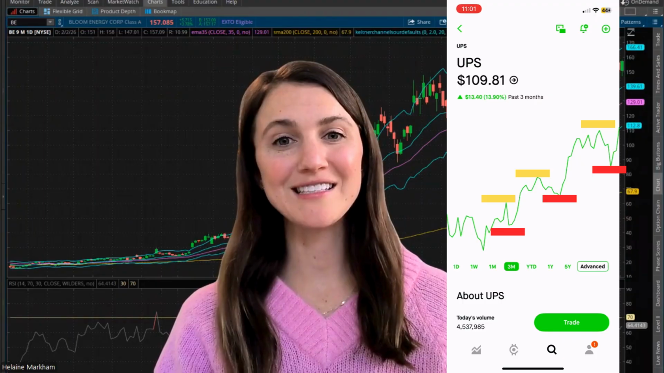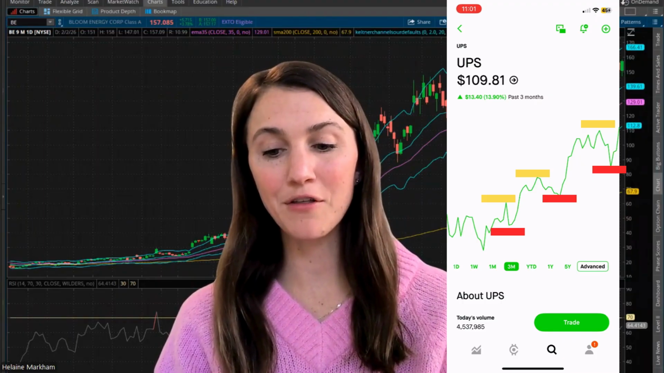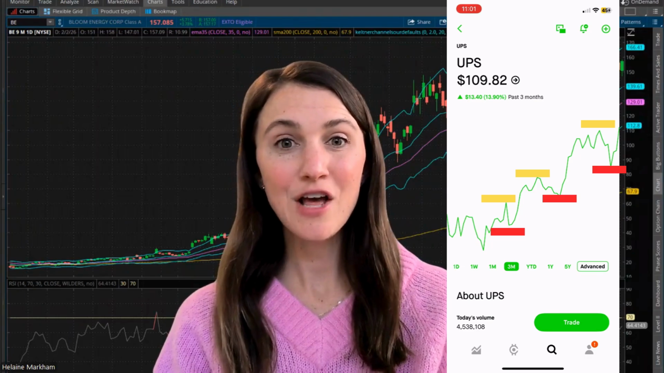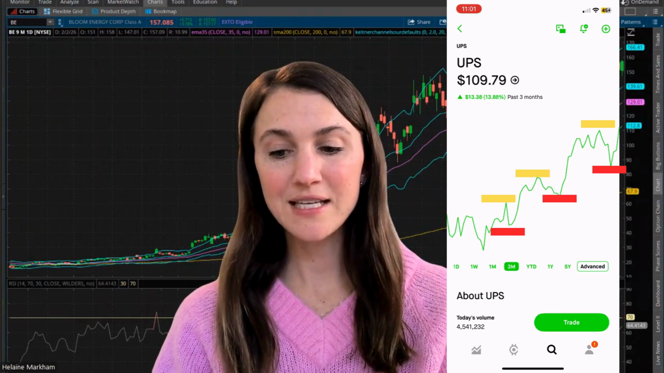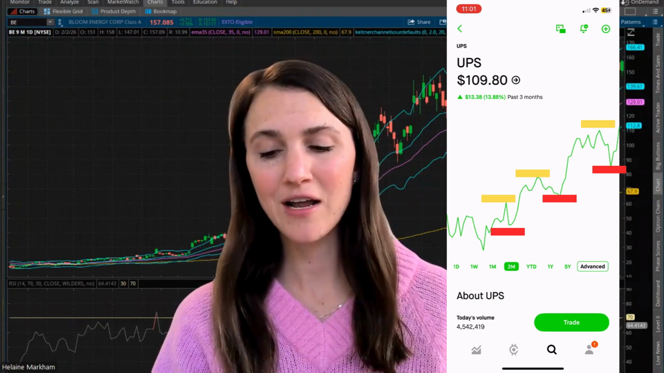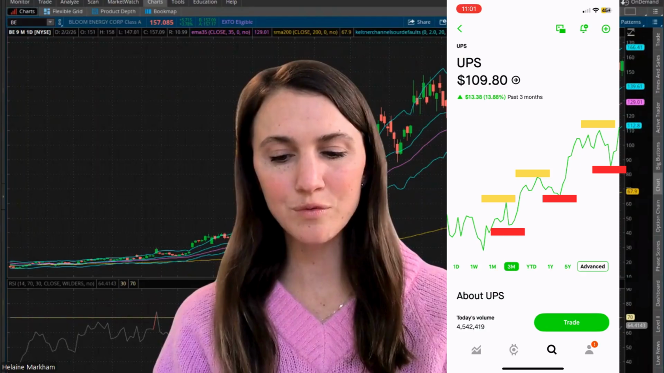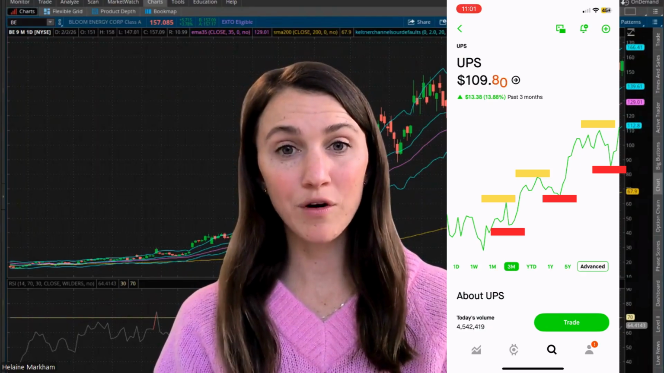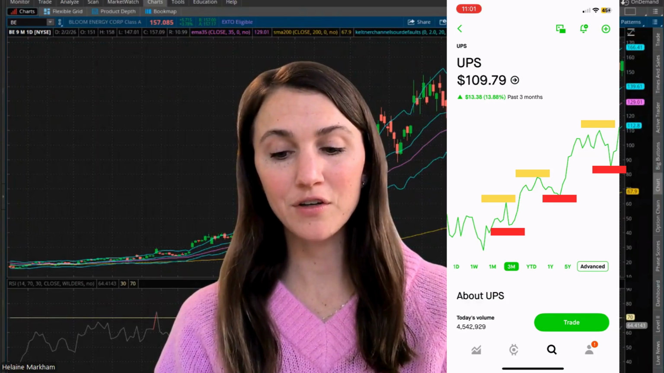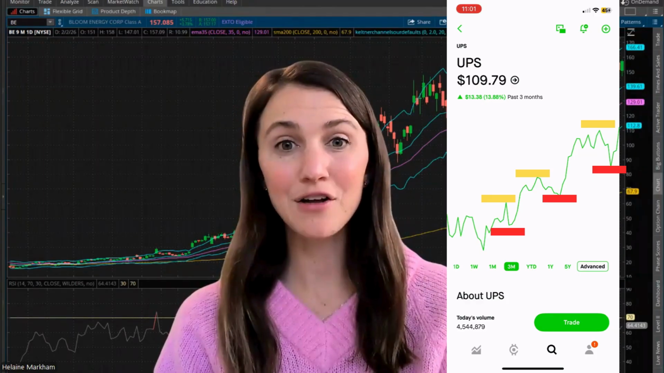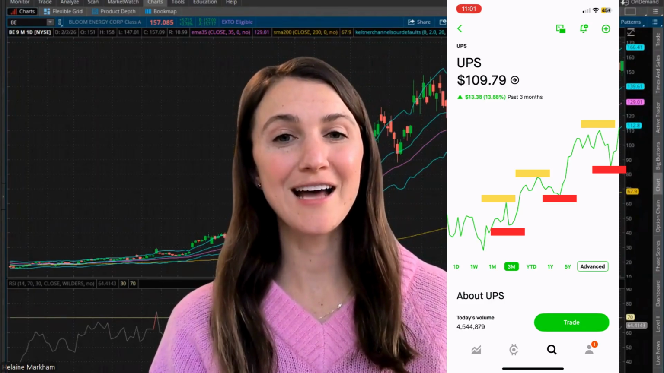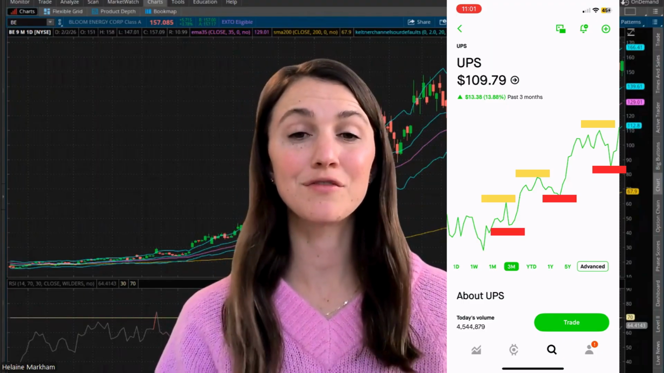Looking at UPS, we can see just that. We can see on December 3rd, there was a high, and then on December 17th, there was a higher high. And then once again, on January 22nd, there was yet another higher high. And then same with those lows. We can see that on December 4th, there was a low, and then that next higher low was December 31st. And then the next higher low from there was January 28th. So that confirms those higher highs and higher lows, which is what we want to see to confirm the trend once again.